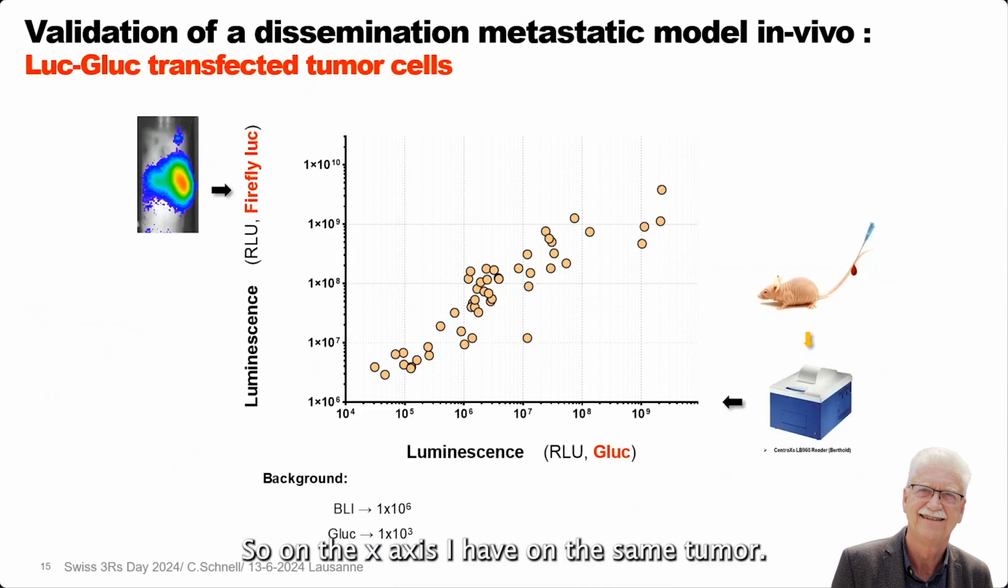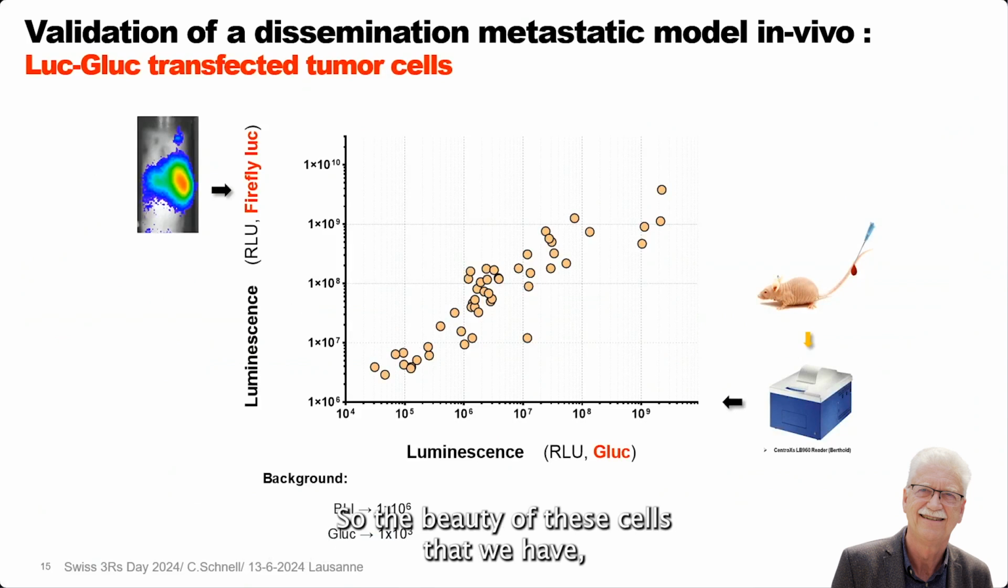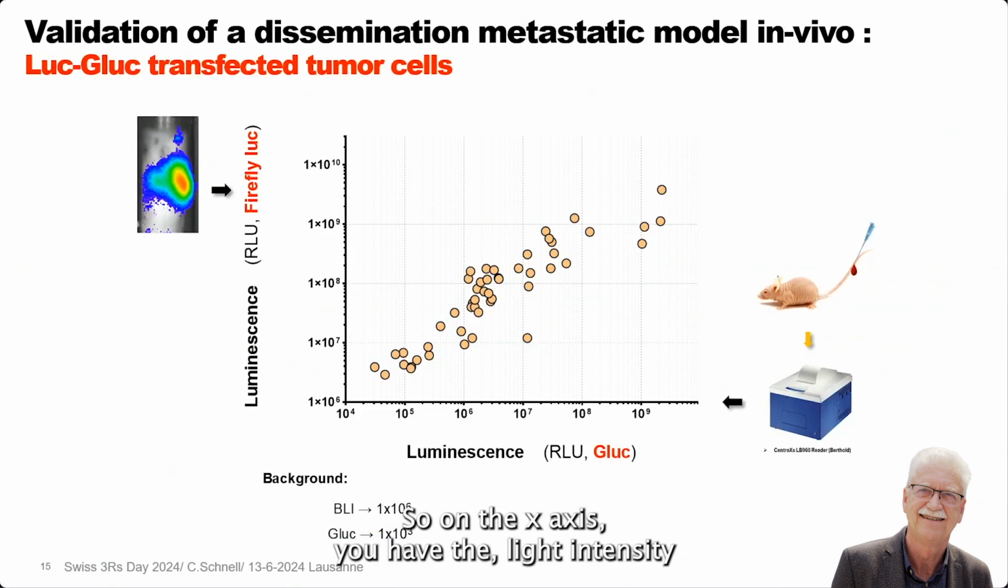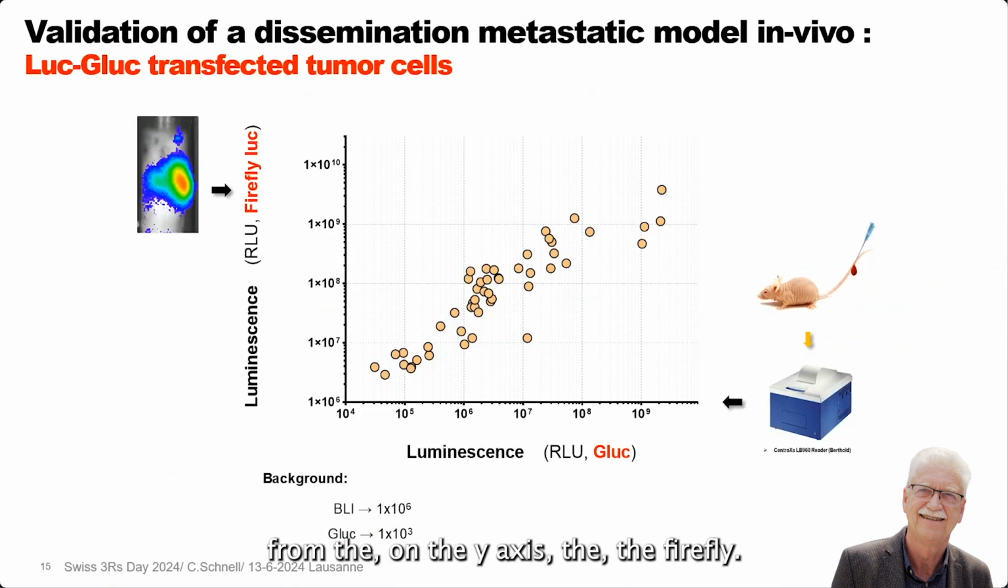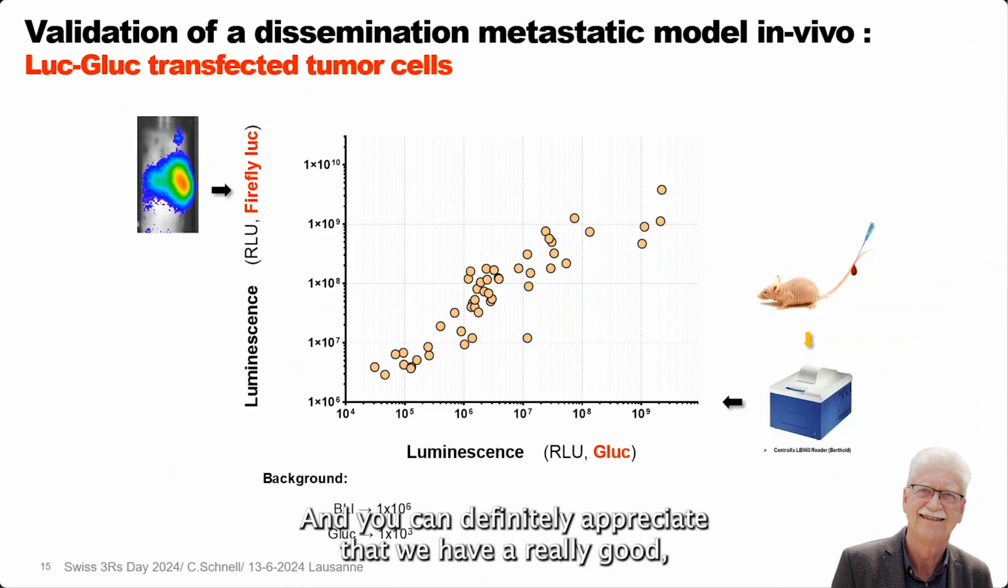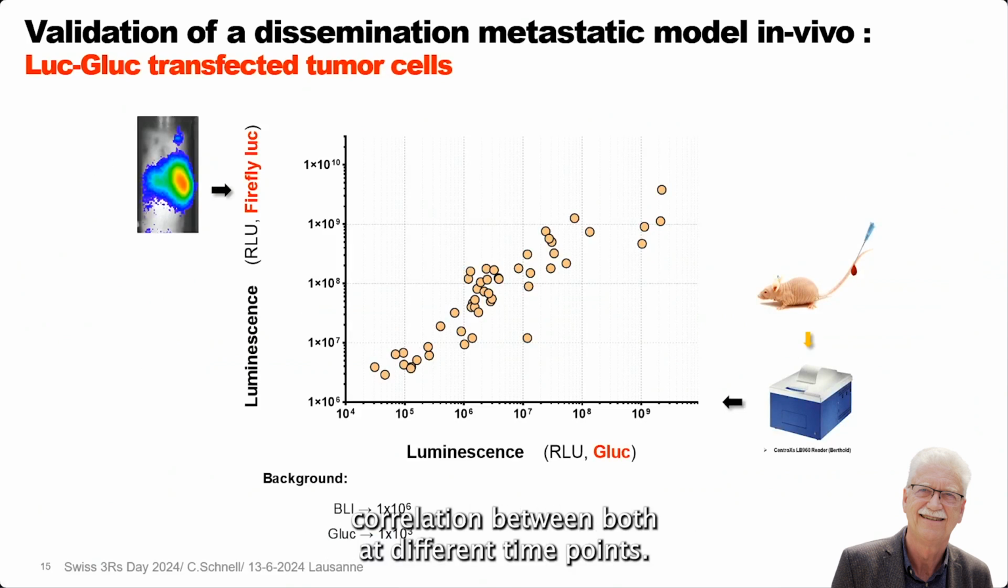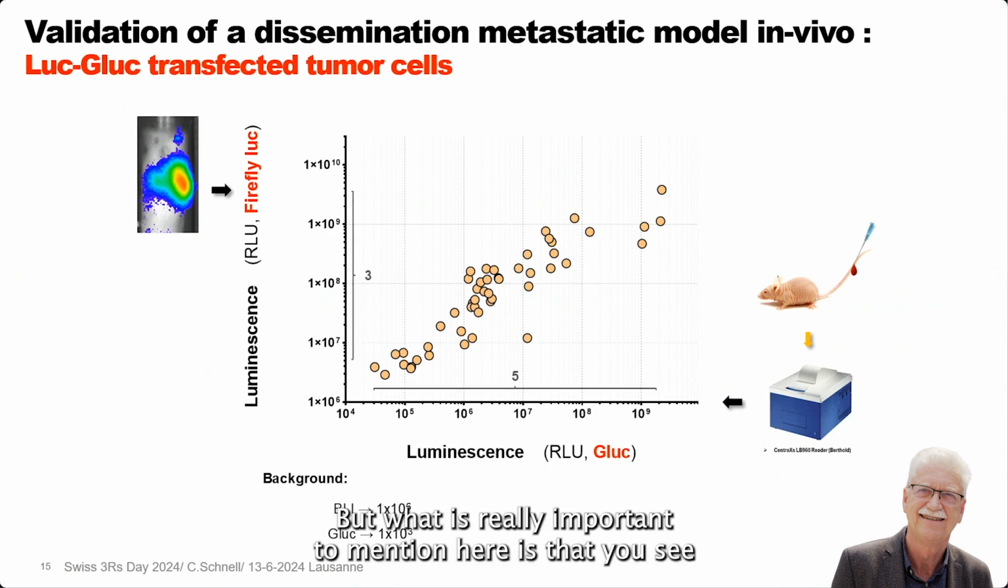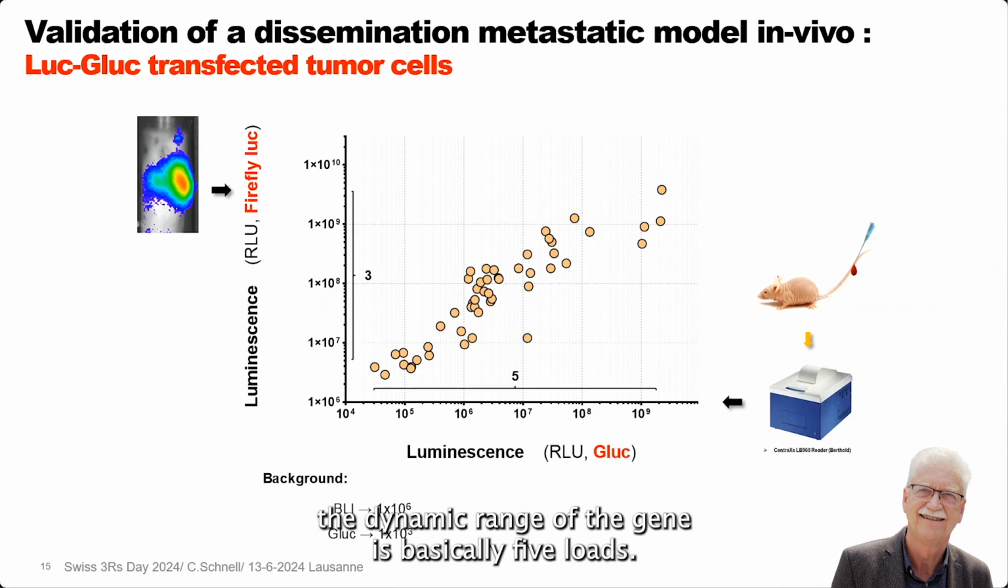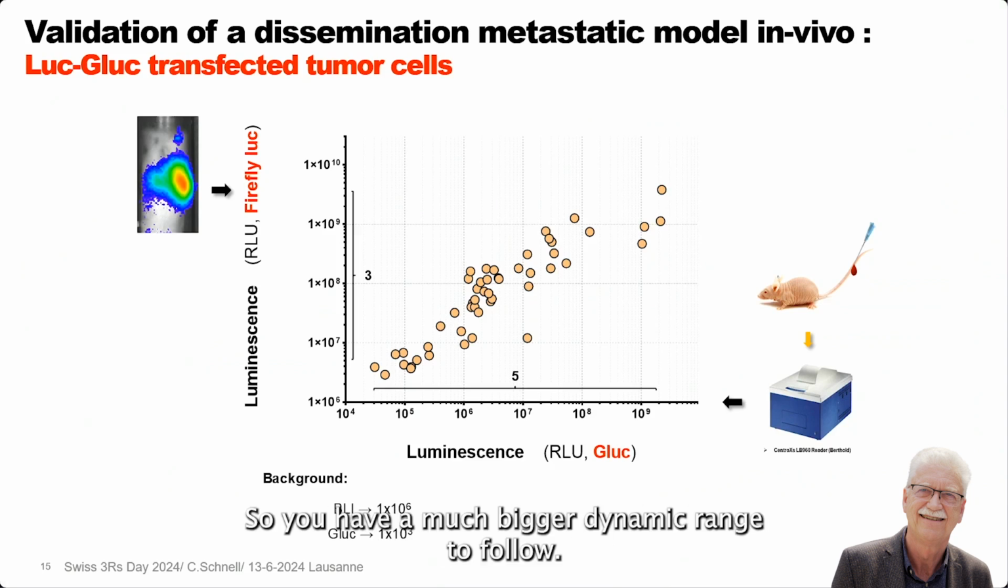So on the x-axis, I have, from the same tumor, the beauty of these cells is that we're able to double transfect them with the GLUC and the firefly luciferase, so we can follow the same signal at the same time. On the x-axis you have the light intensity from the GLUC, on the y-axis the firefly, and you can definitely appreciate that we have a really good correlation between both at different time points. What is really important to mention here is that the dynamic range of the GLUC is basically 5 logs. If you compare this to the firefly, it's only 3 logs.